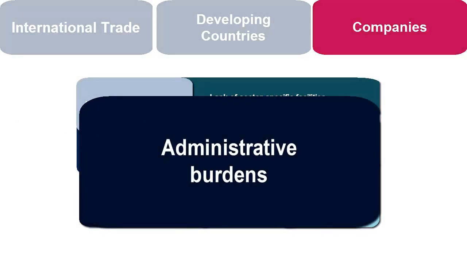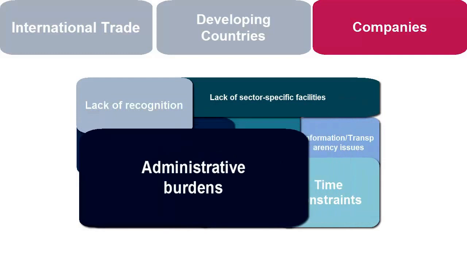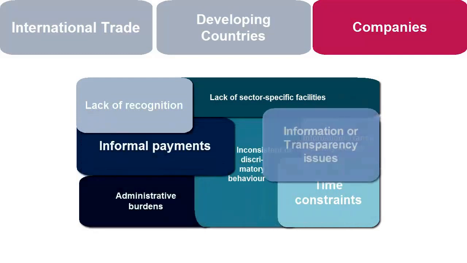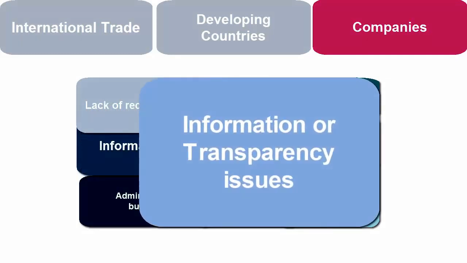These are difficulties in filling out documents, the need to submit too many documents, translation problems, or the need to deal with many administrative authorities. Second, there may be information or transparency issues. That means the company is not able to find adequate information on a given regulation, or it is confronted with frequent changes in regulations. Further, actual requirements might differ from the ones that are published.